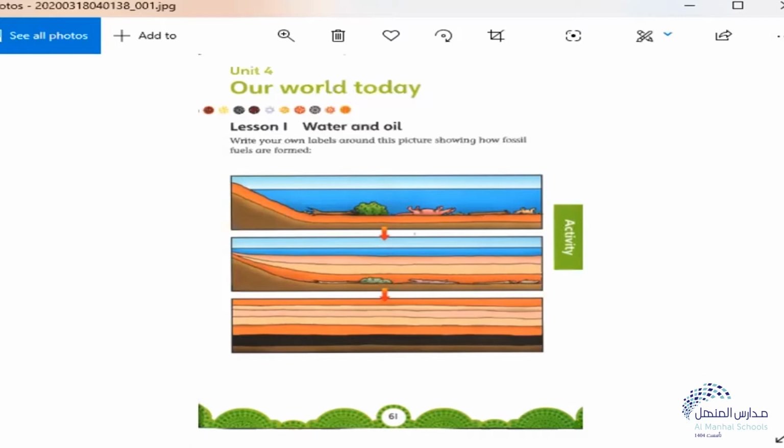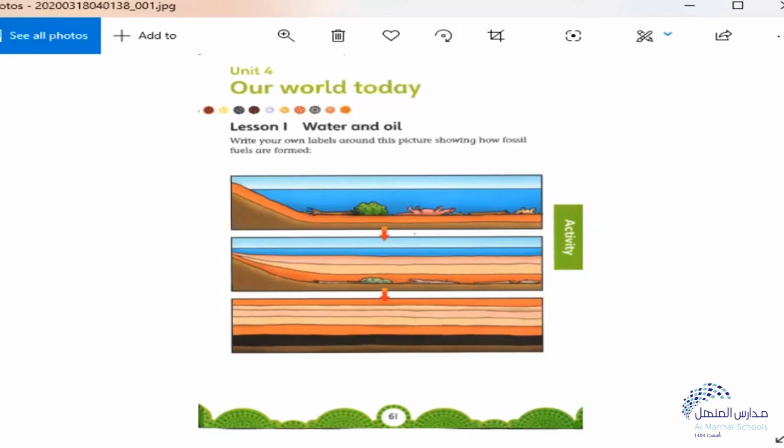So the light blue is topsoil. Then you can see the dead animals and plants. Then the brown part, the darker brown, is the rock and the sand. The white part is the fossil fuels. That is how fossil fuels are formed. The topsoil is what we walk on.